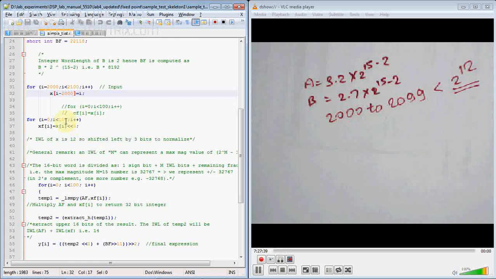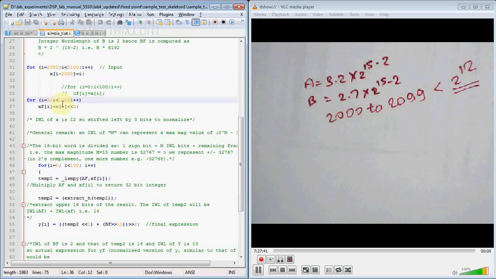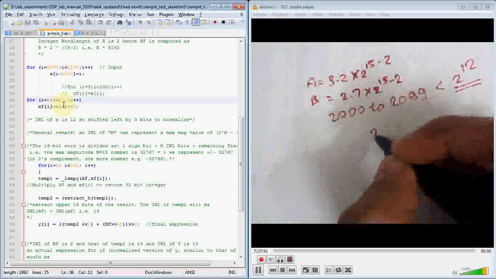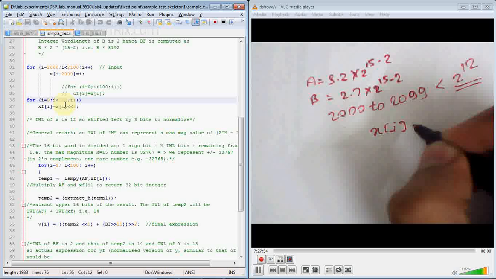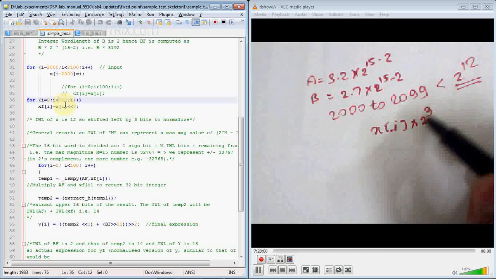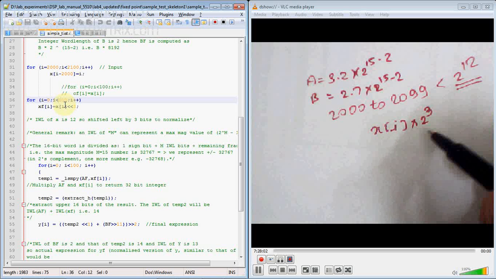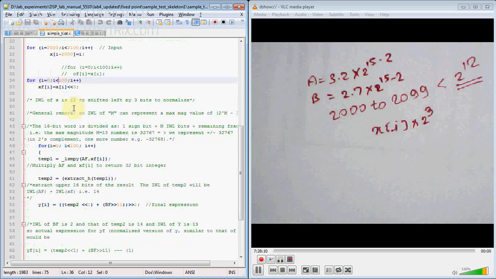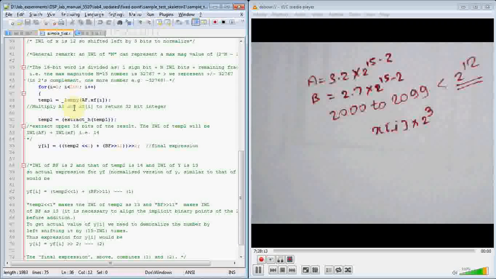Moving towards the next loop. This loop again normalizes xi to a 16-bit integer number, as we did with constants a and b, by multiplying each and every xi with 2 power 3. As we said, the integer word length for xi is 12, so we are multiplying it with 2 power 3, or left shifting it by 3 binary digits. Then moving ahead to the addition and multiplication loop.